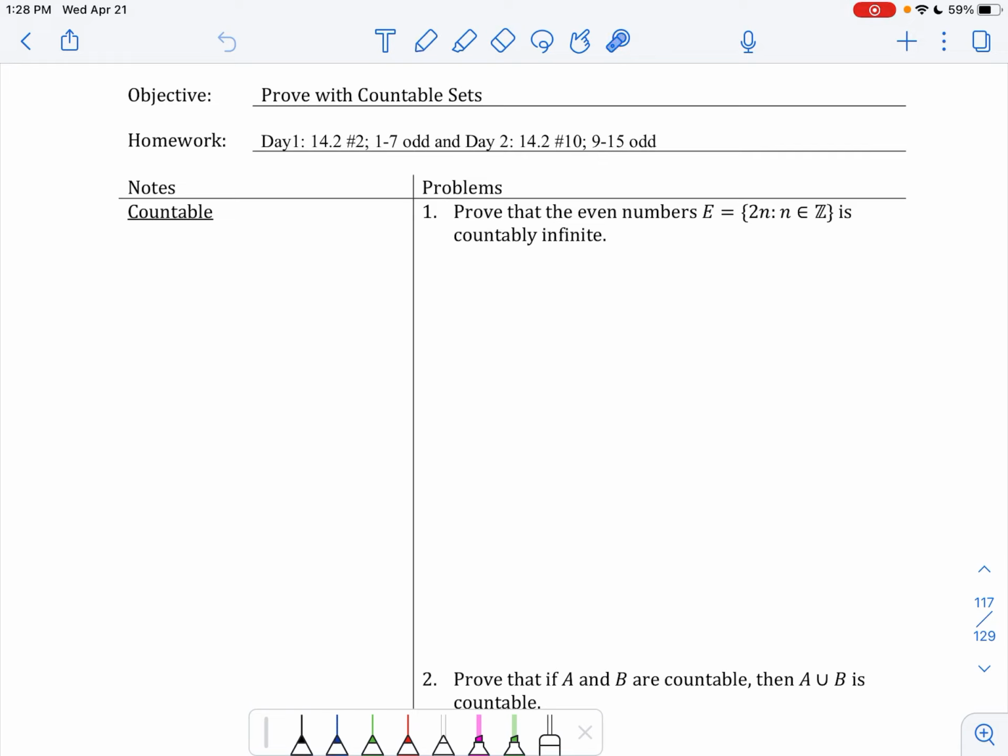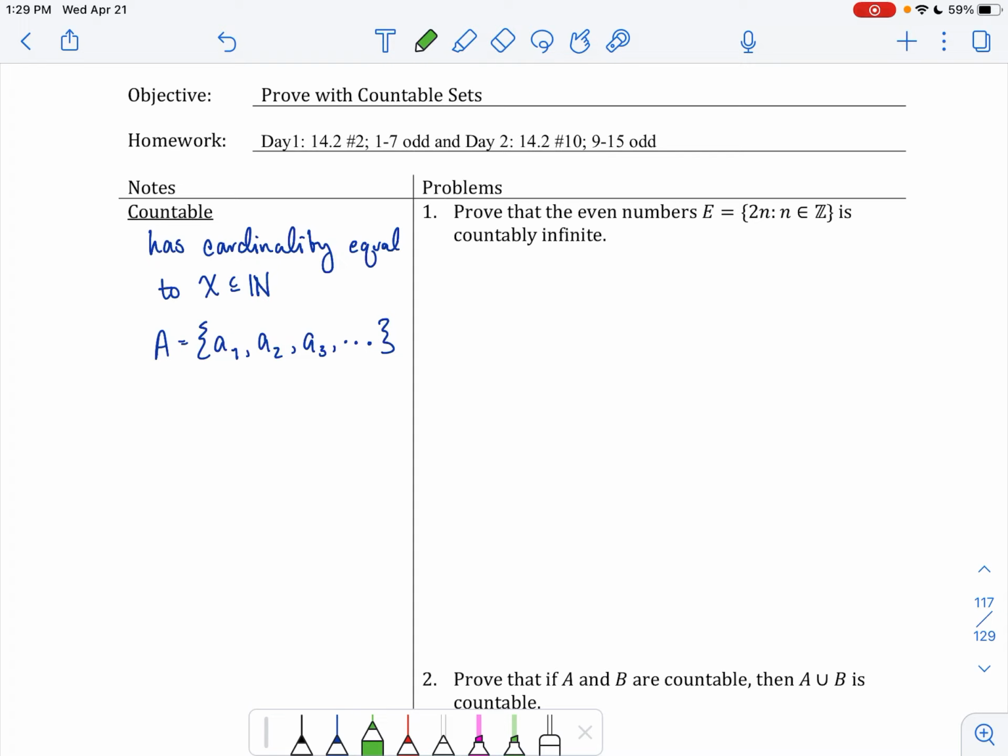Now, with an objective like prove with countable sets, I'm hoping that the first thing most of you are asking is, what does countable mean? So defining countable over here, meaning that it has a cardinality, so it has the number of elements, equal to some subset of the natural numbers. So remember, the natural numbers are sometimes called counting numbers, and a countable set can be written out in an order. So you have the first element, the second, the third, and so on. So this is what it means to be countable.